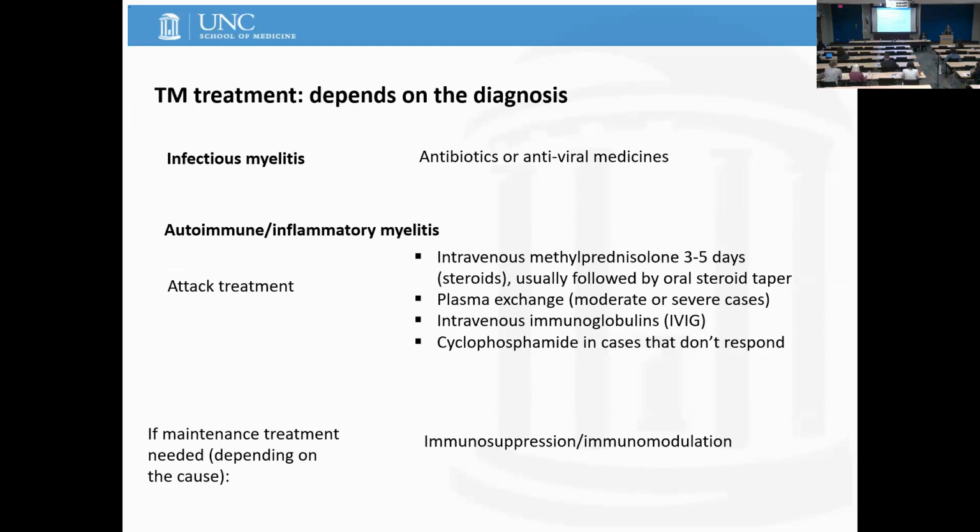So when somebody first comes to the hospital and they have numbness, weakness, difficulty with their bowel and bladder, we'll first try to figure out what the cause is, right? We always want to make sure that it's not an infection. So we'll try to rule that out as quickly as possible, because once that's ruled out, then we can move on to treating TM as if it's an inflammation or autoimmune cause. As long as it's not an infection, then we move on to the typical attack treatment for inflammation.